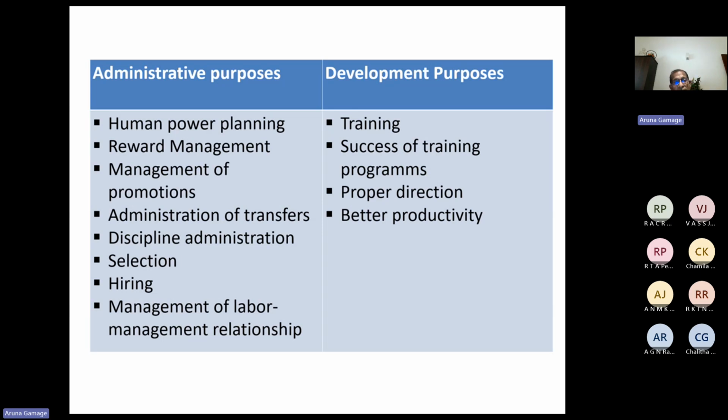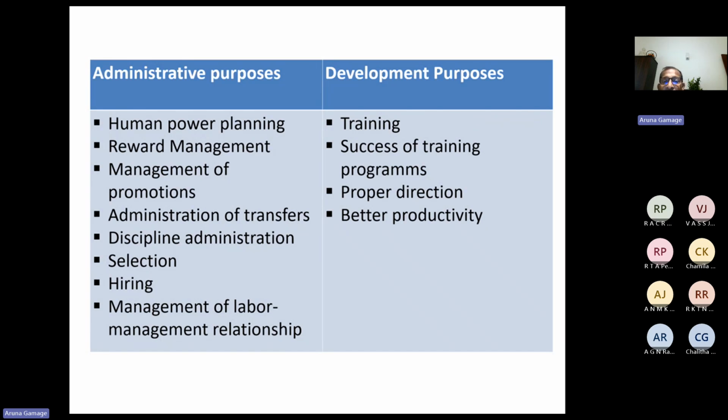Labor-manager relations. If you perform performance evaluation properly, professionally, efficiently, successfully, in a transparent manner, it promotes good relations between labor and management. Otherwise, it will damage and impair the good relations. Those are the administrative purposes of performance evaluation. There are development purposes of performance evaluation too.